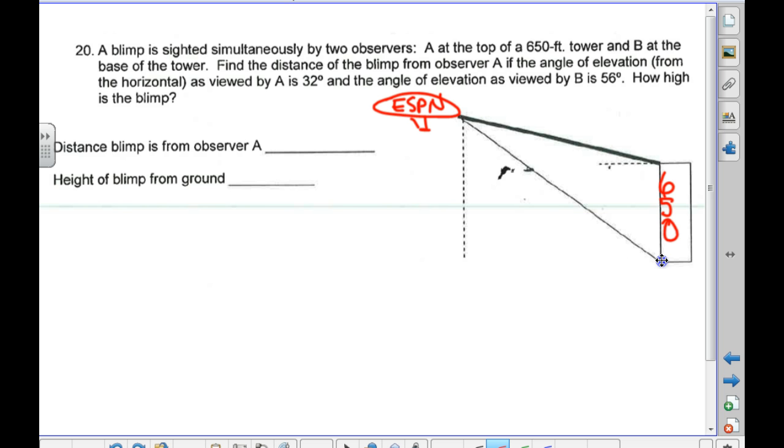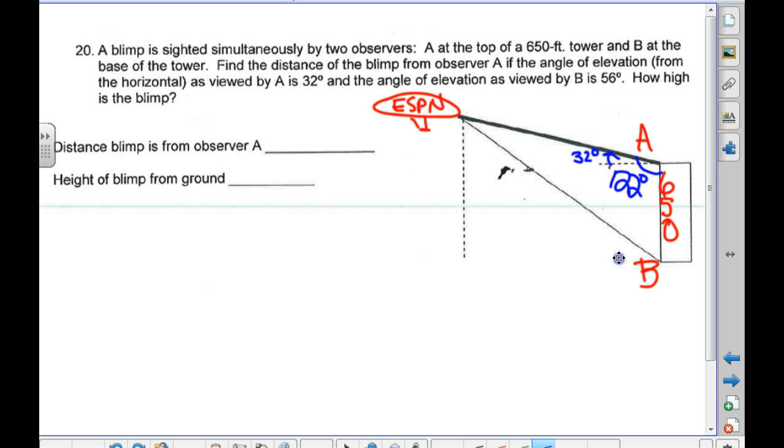Okay, this is a 650-foot tall tower. Observer A is at the top and observer B is at the bottom. Observer A has an angle of elevation, so from the horizontal up, he's looking 32 degrees up. So what is this entire angle between the building and his line of sight up there? 32 is from the horizontal up, so 90 plus 32 would make this 122, okay?